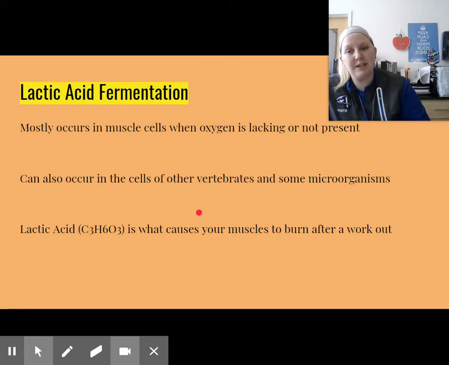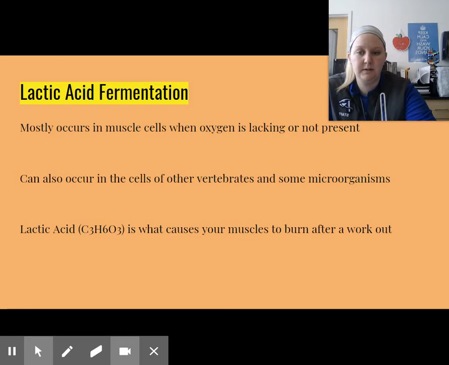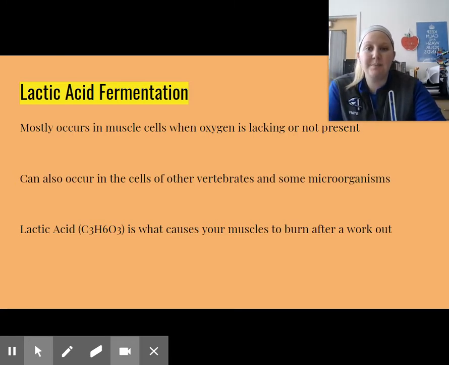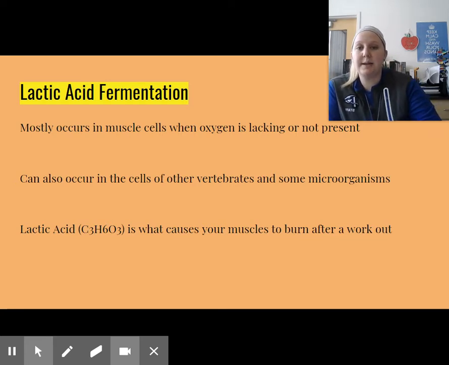Lactic acid fermentation is mostly occurring in the muscle cells of animals whenever oxygen is lacking or not present. It can also occur in the cells of other vertebrates and microorganisms. Lactic acid gets produced as a byproduct, and that's what makes your muscles burn after a workout.